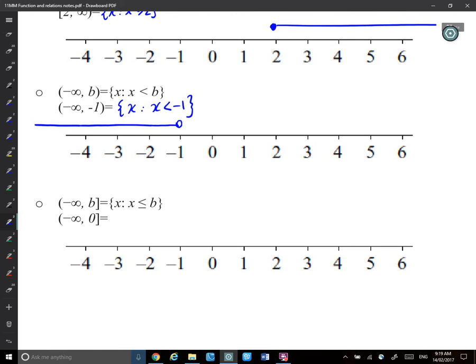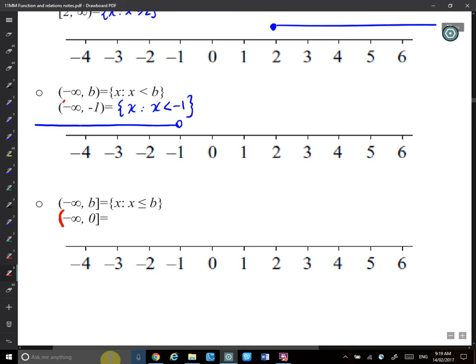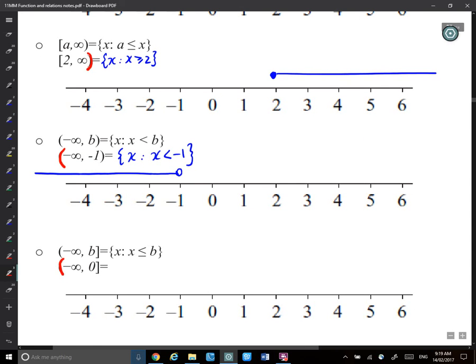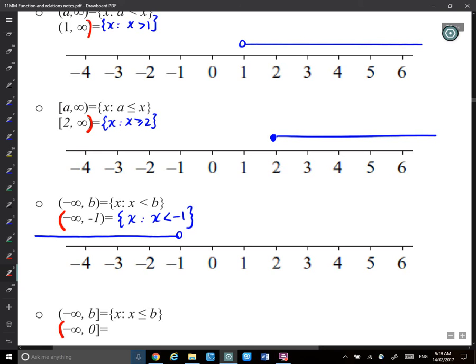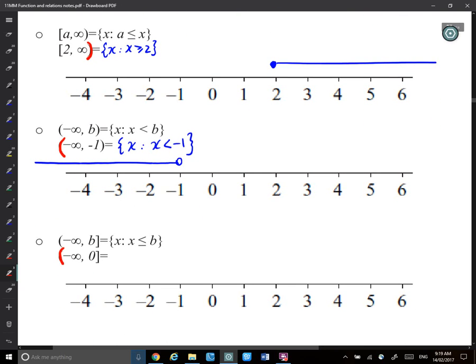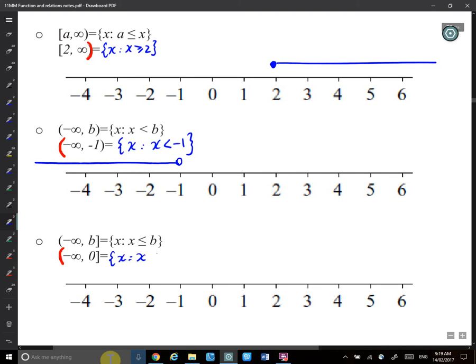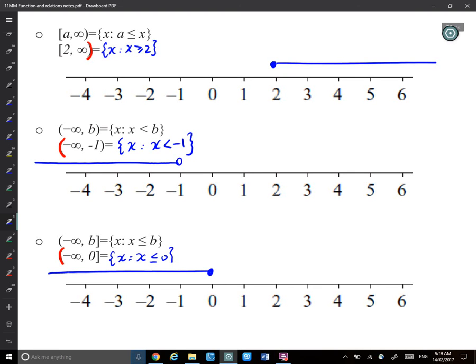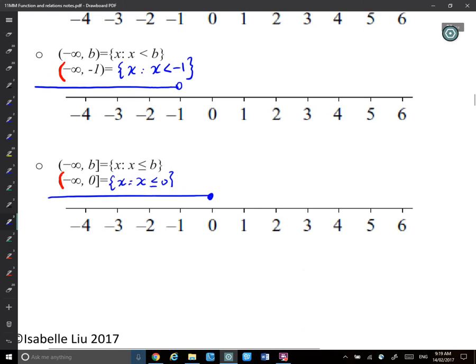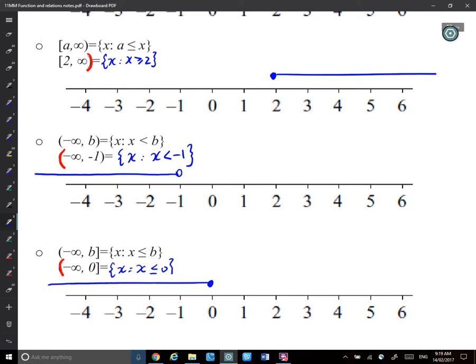You can see this is always a round bracket. On the positive side it is always a round bracket and always a round bracket here. And negative infinity to 0 means all the x such that x is smaller than or equal to 0. So I will have 0 as a closed circle and everything to the left, which is x smaller than or equal to 0. 0 is the closed circle. Okay, we will finish here and I'll keep going tomorrow.